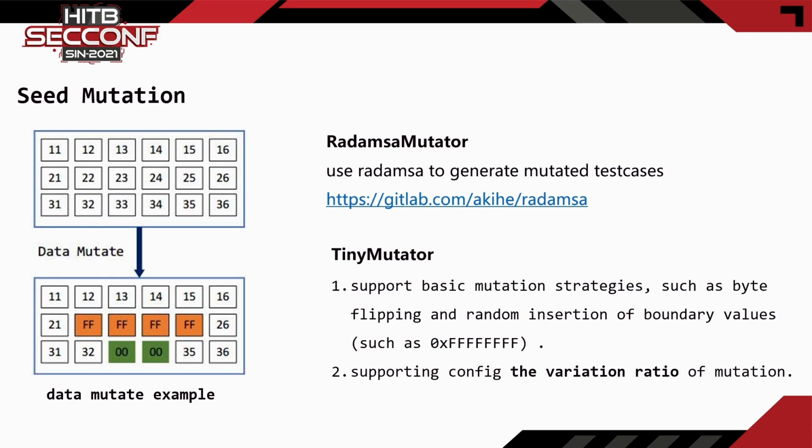Tiny mutator is a relatively simple seed mutation tool, including some basic mutation strategies, such as byte flipping and boundary value replacement. Unlike radamsa mutator, tiny mutator supports configuring the ratio of seed mutation so that the mutator will only mutate a small part of the test case. The comparison of these two mutators will be introduced later. Let's continue.